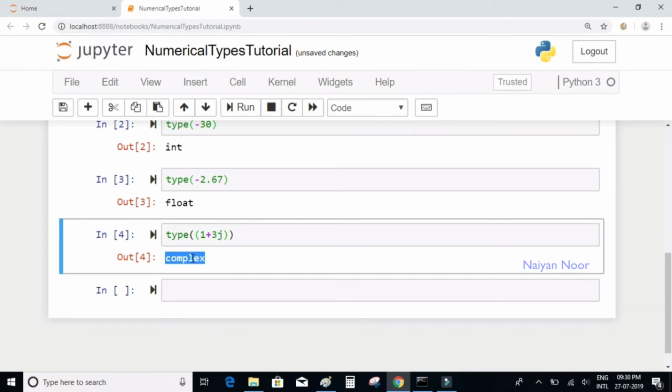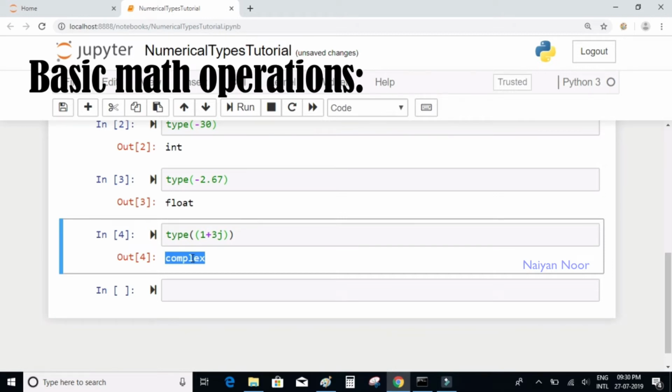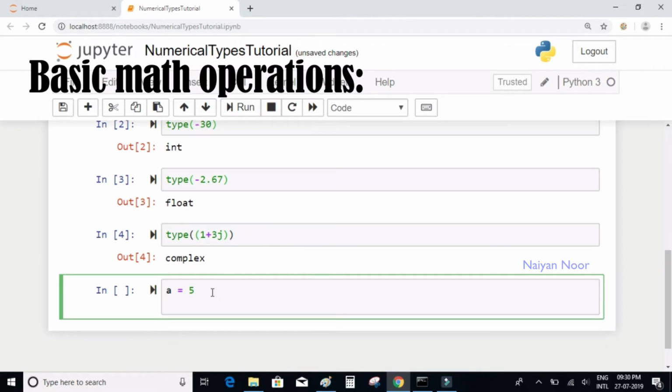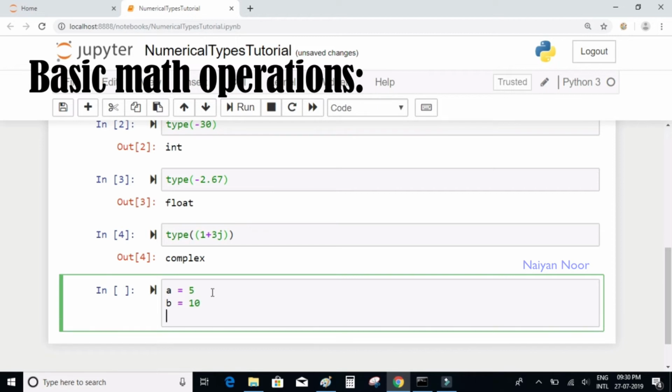So now let us try declaring some numbers and perform some basic operations such as addition, subtraction, multiplication, as well as division. So let's declare a number a equal to 5 and b equal to 10. So let us add these two numbers: c equal to a plus b. So what do you think the answer is? It is 5 plus 10, which is equal to 15.